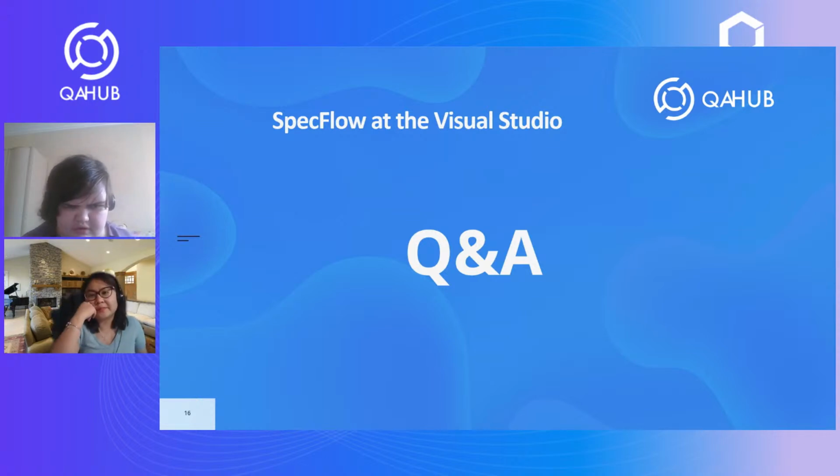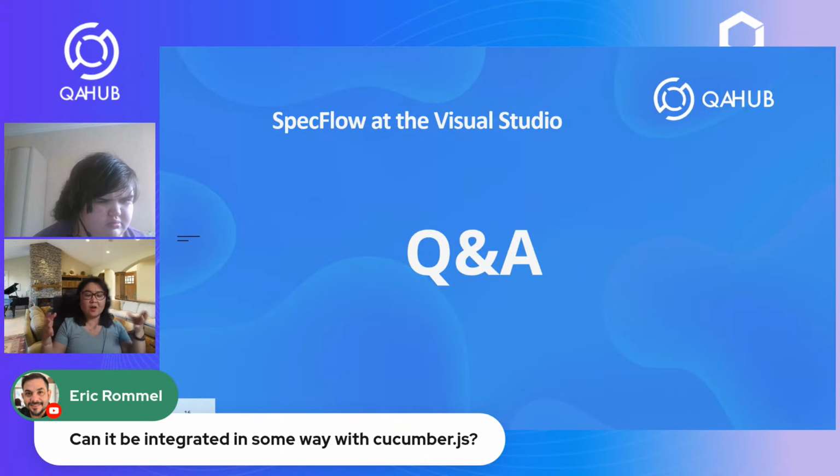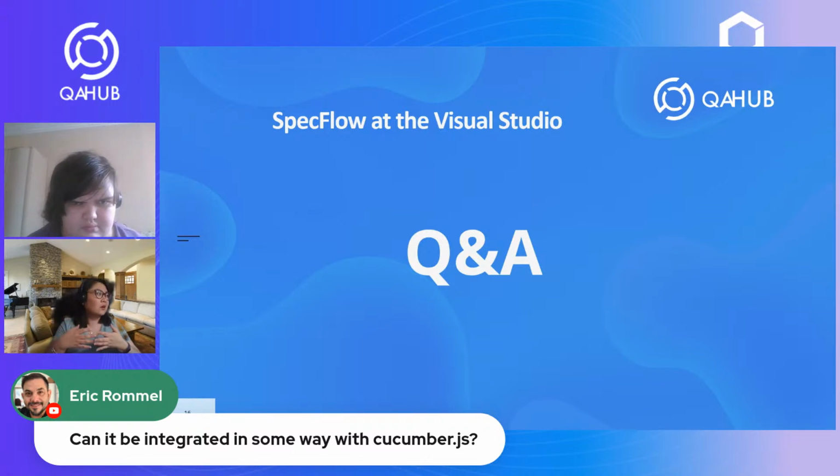Can it be integrated in some way with Cucumber? No, no. They are like opponents, because SpecFlow was a kind of answer, or sibling, or I don't know, twin for Cucumber. It's almost the same.